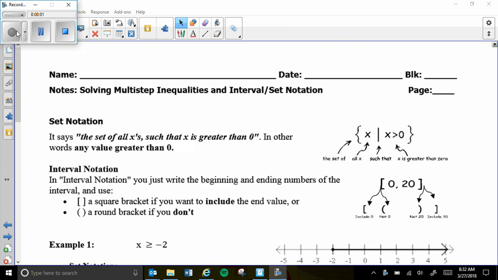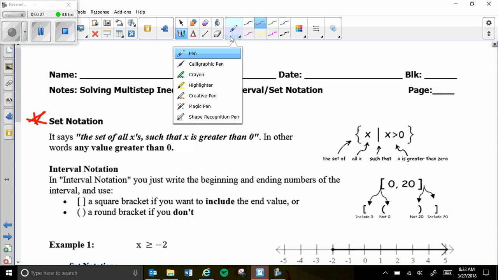Last topic this unit is solving multi-step inequalities, and we're going to build on that by writing in set and interval notation. So there are two ways to write our notation. Like I said, there's set, and that's the one we need to remember is with braces. The way we read it always is the set of all x's, or whatever your variable is, such that, and then it's your inequality. In this case, x is greater than 0.